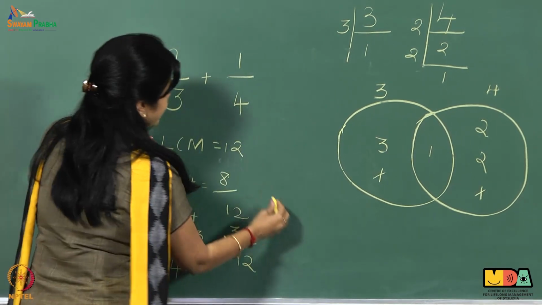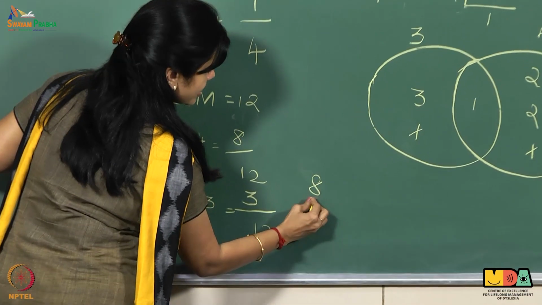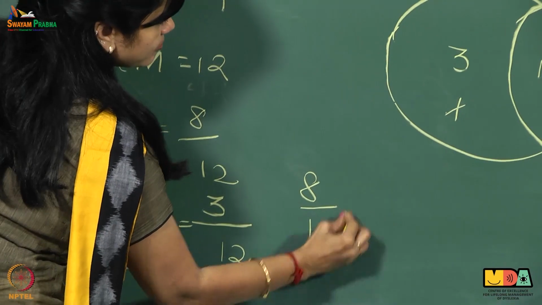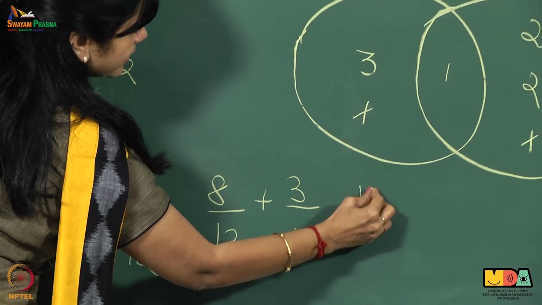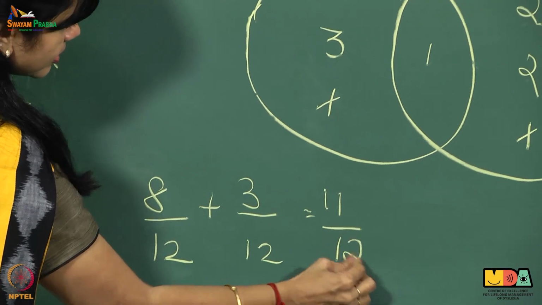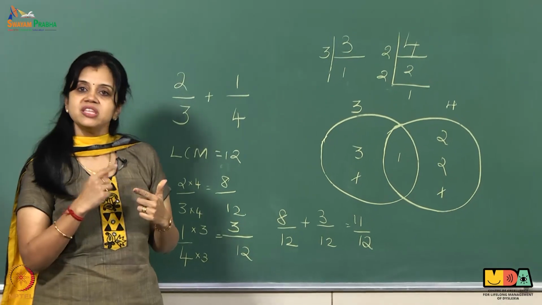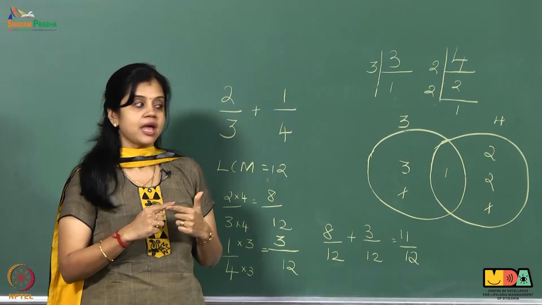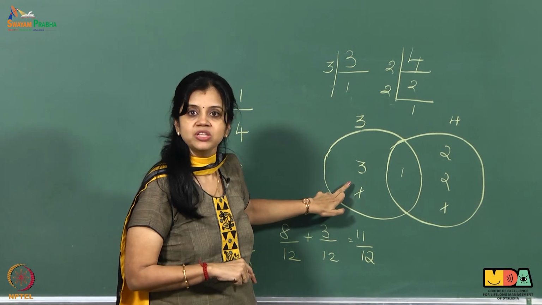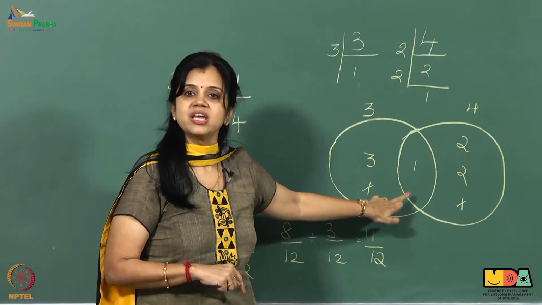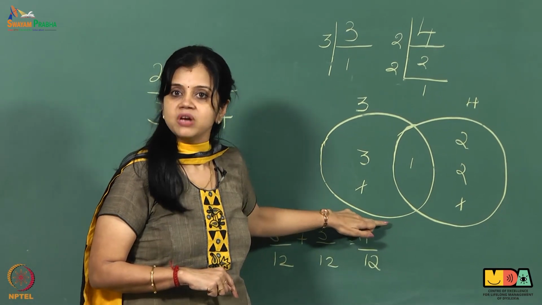So, when they add 2 by 3 and 1 by 4, that means they have to add 8 by 12 plus 3 by 12, which is 11 by 12. Once you use this method, children find out the LCM very easily, and again they also know what should be multiplied with the given denominator to get the common denominator or the LCM. They do not have to struggle.